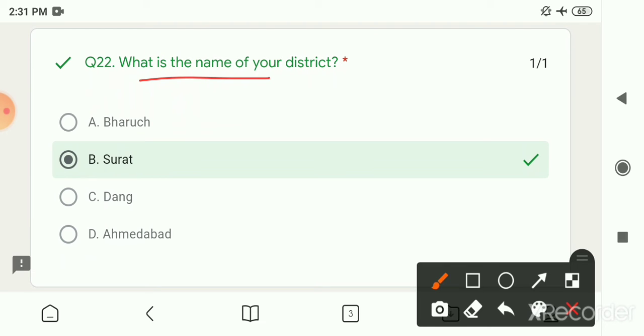So here the options are Bharuch, Surat, Dang or Ahmedabad. As we are living in Surat, the name of our district is Surat. So here your answer is option B, Surat.